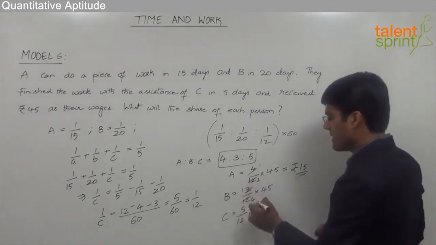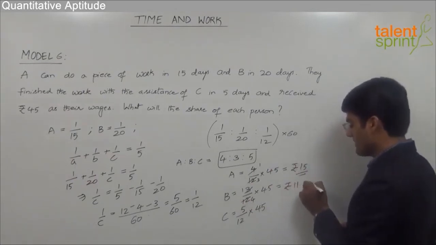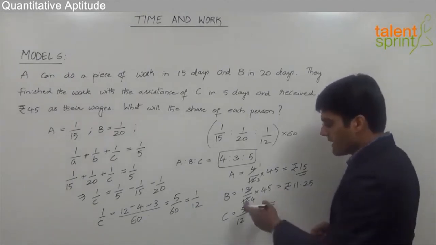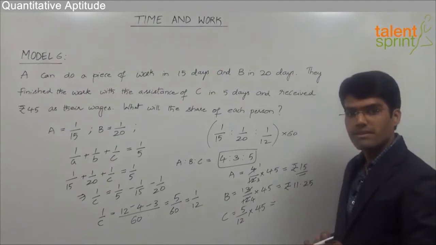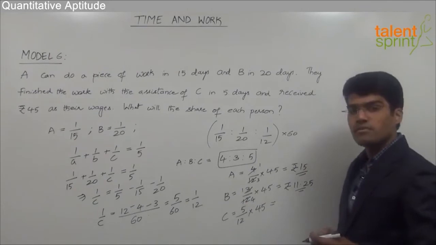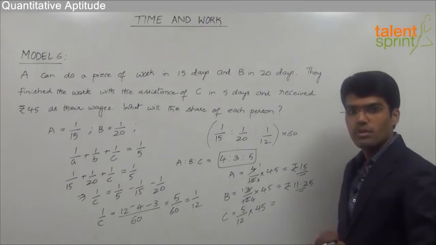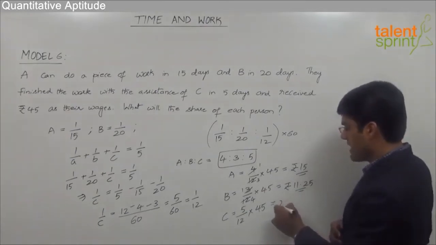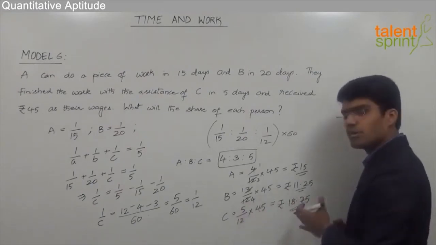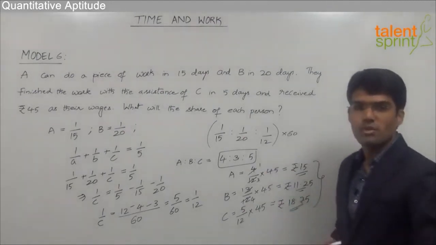Then 3 by 12 is 1 by 4 and 1/4 of 45 can be taken as 11.25 rupees. That is 11 rupees 25 paisa. And then the left out amount should go to C, or we can say 5 by 12 into 45 is the amount with C. So 15 plus 11.25 rupees is 26.25. And total amount 45 minus 26.25 will be equal to 18.75 rupees. So we can say the amount with C should be 18.75, or we can simplify this part to get the answer. So these are the individual shares of the three persons among the total amount of 45 rupees.